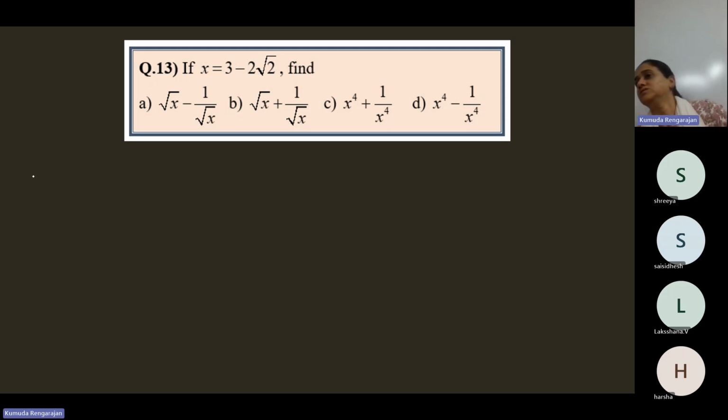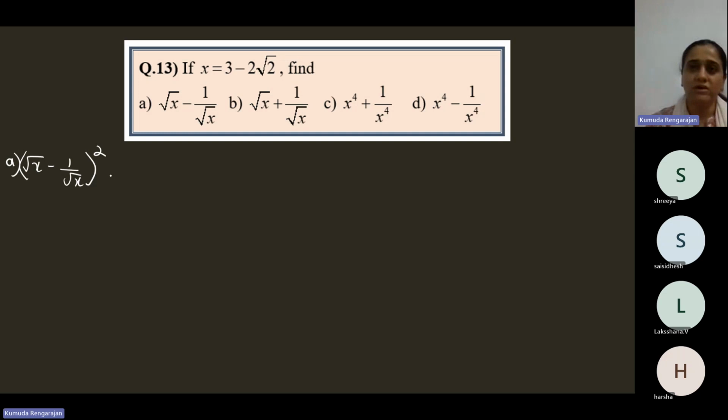So Hari Darshan, since you're new to the class, you can listen. I'll explain for you. So we need to find the value of root x minus 1 by root x, right? Okay, so simply square this expression whose value we have to find. You can look at the board. Don't write anything now. Just look at the board and try to understand.